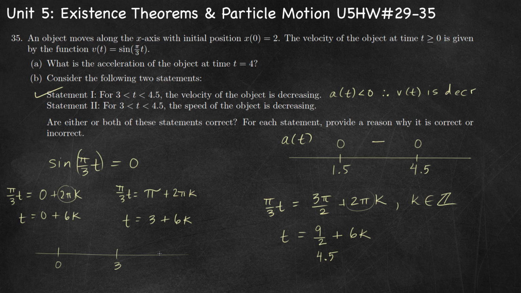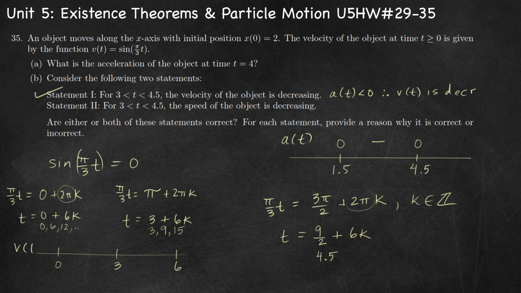And we're interested in knowing what's going on between 3 and 4.5, so I feel like I probably should find my next critical value as well. The next critical value after 0, so here my solutions look like 0, 6, 12, dot, dot, dot. So there's a critical value at 6. And over here, I've got 3, and then we add 6 to that, we get 9, and then we add 6 again to that, and we get 15, etc. So 6 would be the next one.